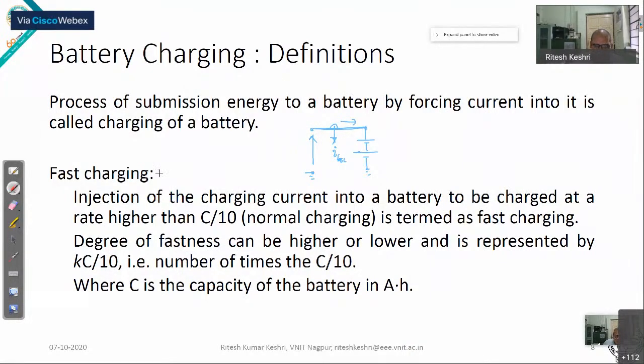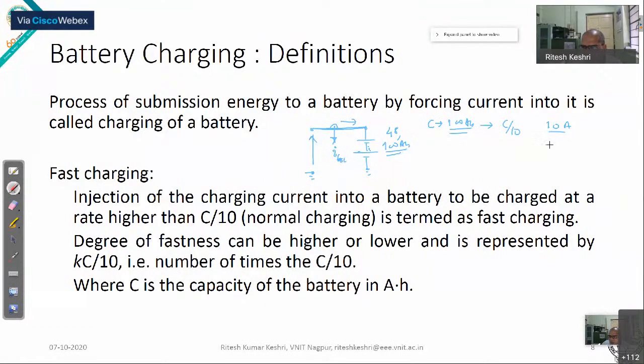Then what is fast charging? Suppose that you are having a battery of 100 Ah. Generally normal charging is termed as C by 10. C is the capacity. So C by 10 is 10 ampere. If you charge this 100 Ah battery at 10 ampere, this is a 48 volt battery, and each cell is of 100 Ah. This is each battery of the whole battery pack. 4 batteries are used here. So if you're charging with 10 ampere only, it will be normal charge.